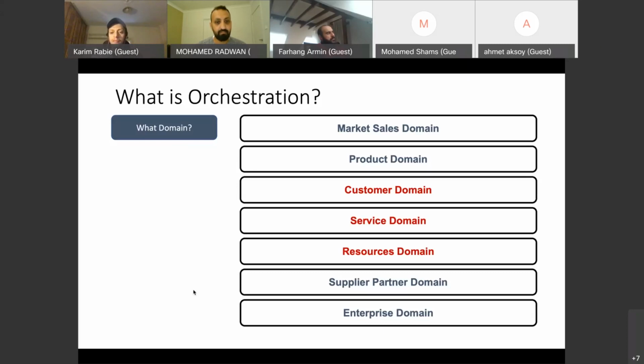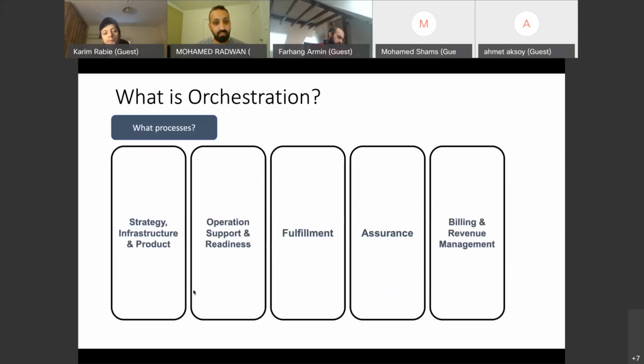In that way, these domains can work with each other homogeneously. But at the end, orchestration. There is orchestration in the customer domain, orchestration in the service domain, orchestration in the resources domain. Exactly. That's why, to avoid confusion, when we talk about an orchestrator, you need to define which domain this orchestrator is responsible for.